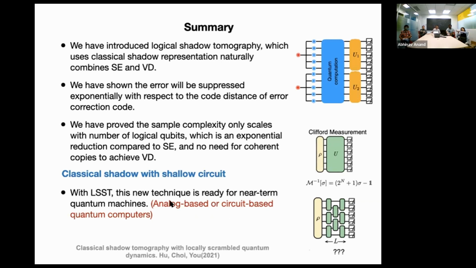I was wondering what's the advantage of using quantum error correction over the quantum error detection codes for the subspace expansion or the logical shadow tomography? Oh, I see. Yeah, thanks for the great question.